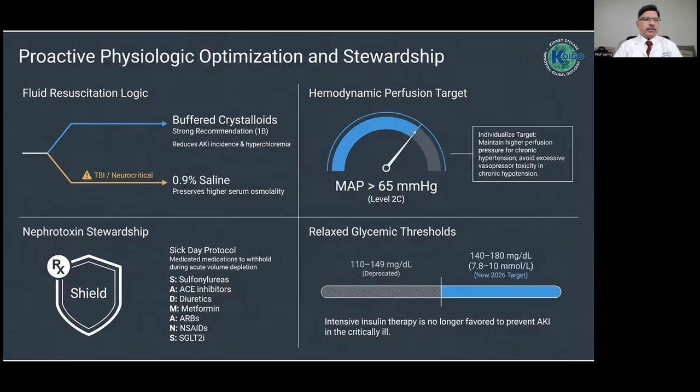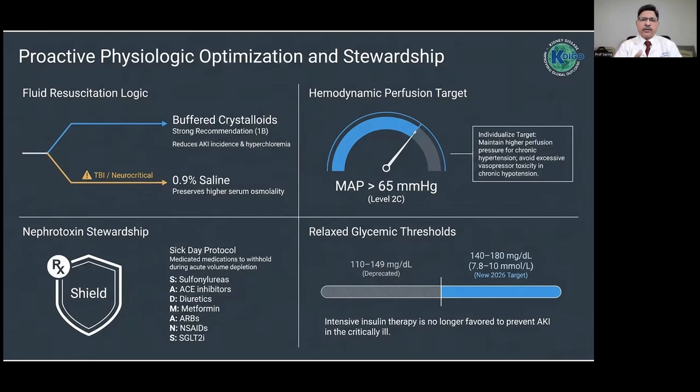Now, fluid resuscitation logic. Buffered crystalloids are the treatment of choice. Only when the patient has a brain injury, use 0.9% saline. Hemodynamic perfusion targets: individualized targets. What is the cutoff? Mean arterial pressure more than 65. Individualize the targets: maintain higher perfusion pressure for chronic hypertension, and avoid excessive vasopressor toxicity in chronic hypotension.